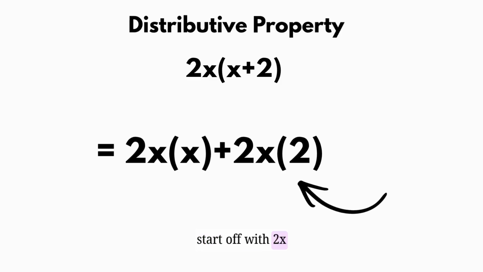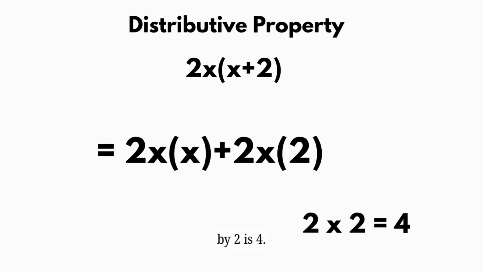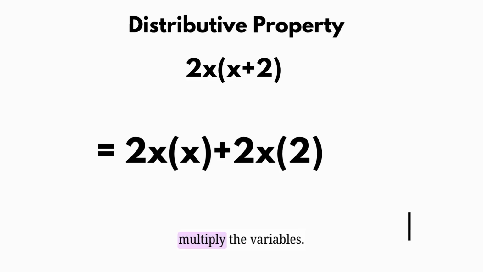Well, let's start off with 2x multiplied by 2. Multiply the coefficient of 2x by 2. Your answer should be 4 as 2 multiplied by 2 is 4. Next, multiply the variables. In this case, the variable for 2x is x and the variable of 2 is just going to be 1 since it does not have a variable and it is known as a constant.